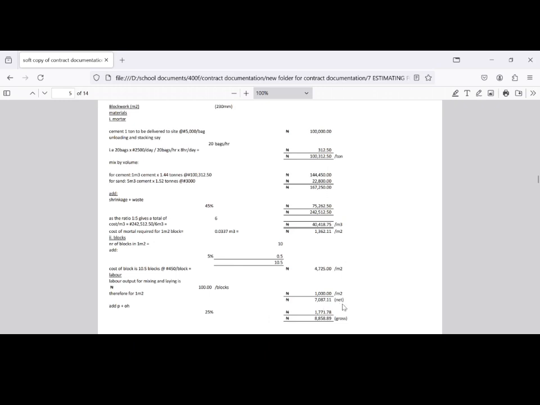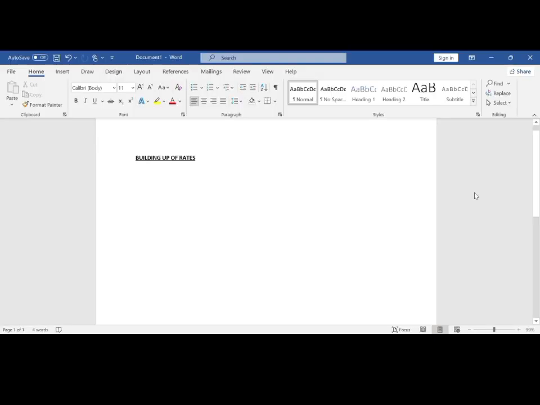So add your cost of labour with these two, your mortar and block, you get 7,087.11 naira. Now we don't need any machine. The next is our profit and overhead, which is assumed to be 25%. So 25% of this will give us this. Add it together and you have your 8,858.89 naira.